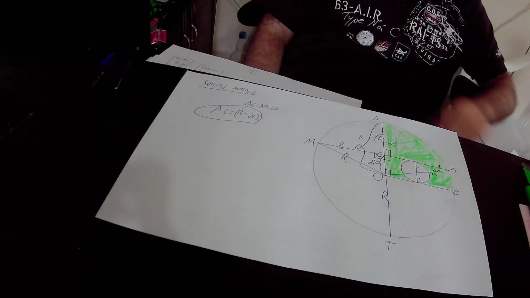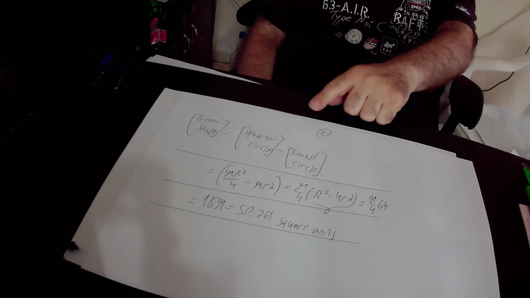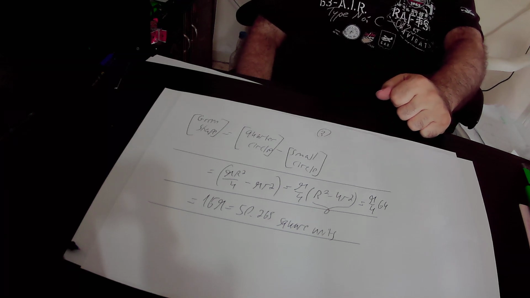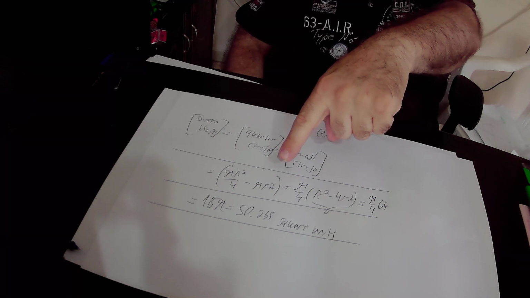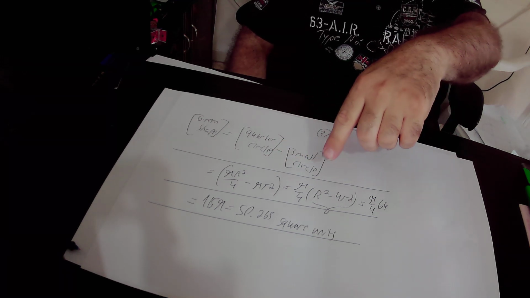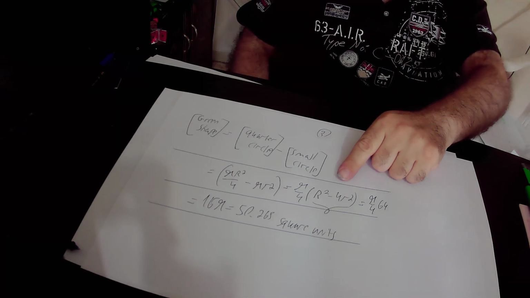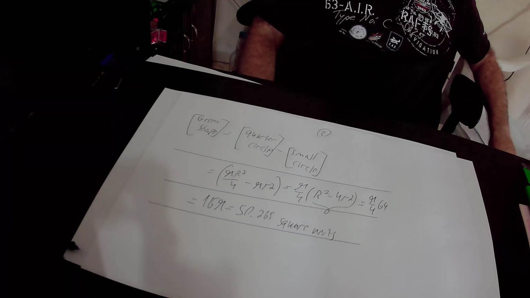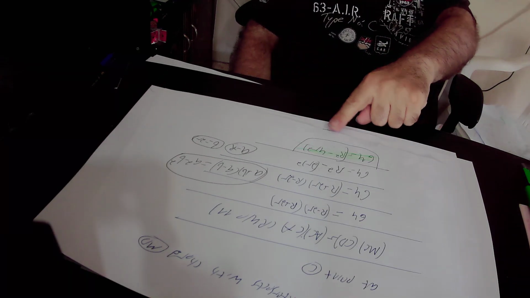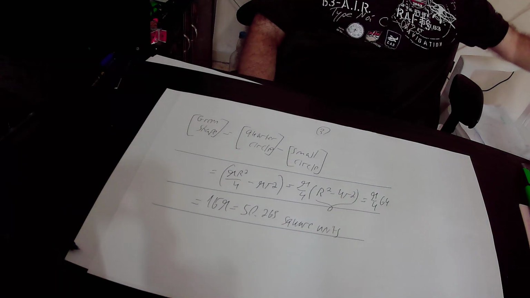But what is the area of the green shape? The area of the green shape equals the area of the quarter circle minus the area of the small circle. The area of the quarter circle equals pi times capital R squared over 4, minus the area of the small circle, that is pi R squared. We took pi over 4 as a common factor, and in the first method we already found out that inside the brackets we are left with capital R squared minus 4R squared, which is equal to 64. Therefore we can substitute capital R squared minus 4R squared by 64.